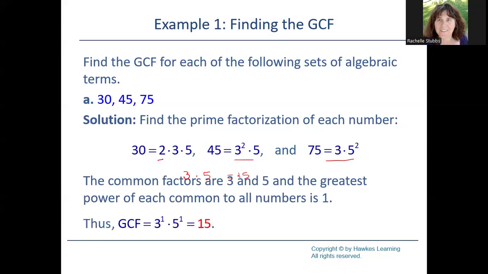Okay, so 15 is the factor that goes into all of those. 15 goes into 30 twice, 15 goes into 45 3 times, and 15 goes into 75, I believe it's 5 times.